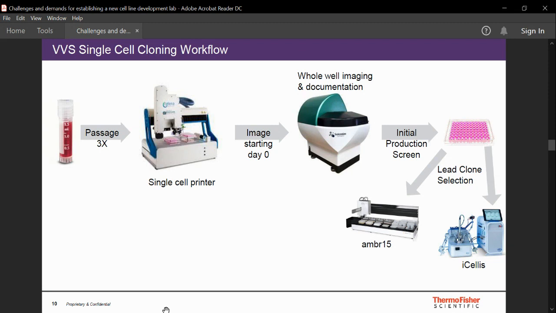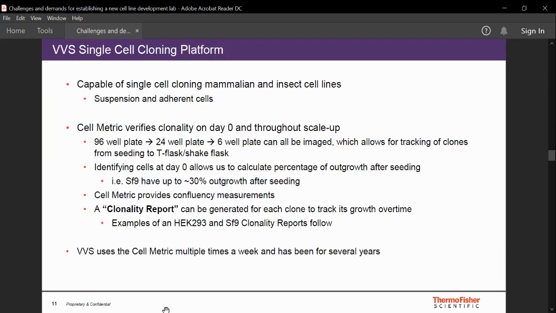So for suspension cells, we can employ the use of our Ambr 15. For adherent cells, we can make use of the iCELLis Nano platform or T-flasks. So our single-cell cloning platform is capable of cloning mammalian and insect cell lines, both suspension and adherent cells.